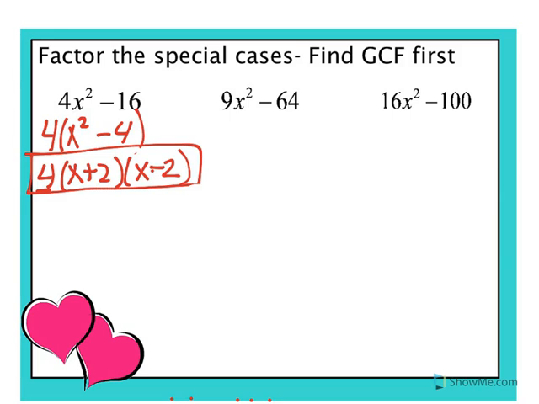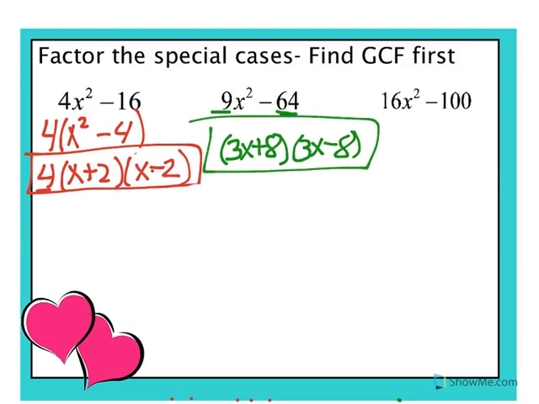There is no number that goes into 9 and 64, so there's nothing to pull out. We should get excited because 9 and 64 are perfect squares. That means I get to go right to my answer. The square root of 9 is 3, so it's 3x for both. The square root of 64 is 8, so I can go right to the 8 for both. Because there is no term in the middle, one must be positive and one must be negative. That's it.